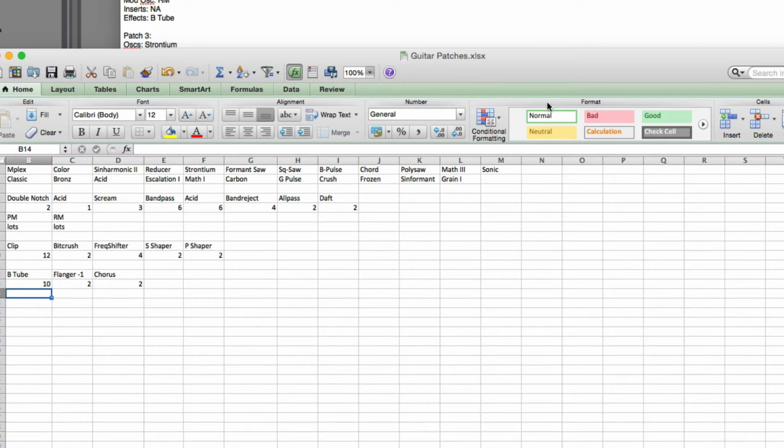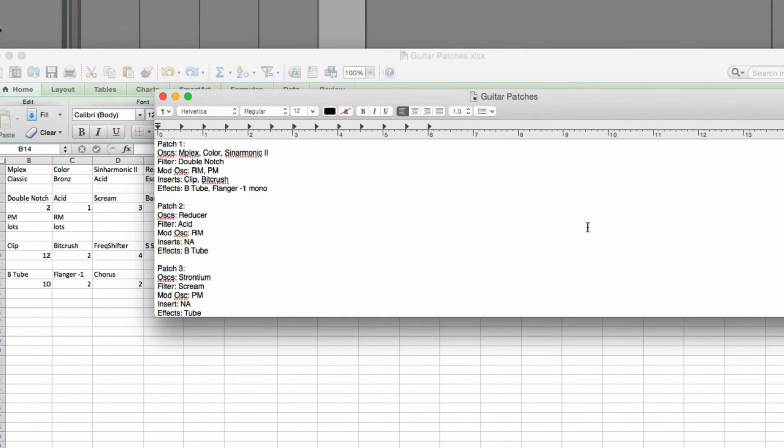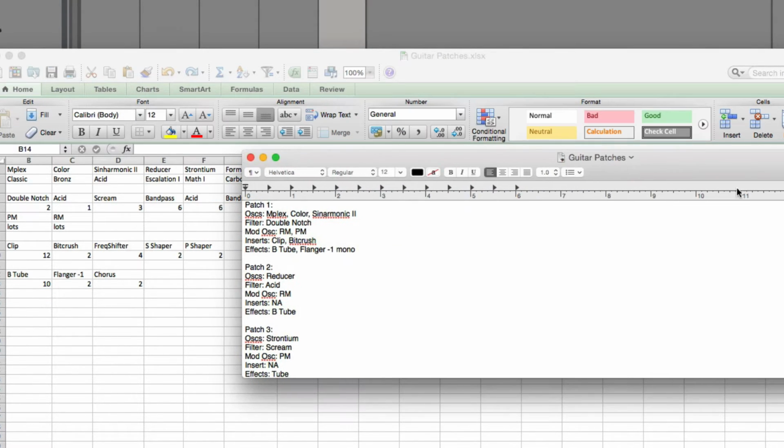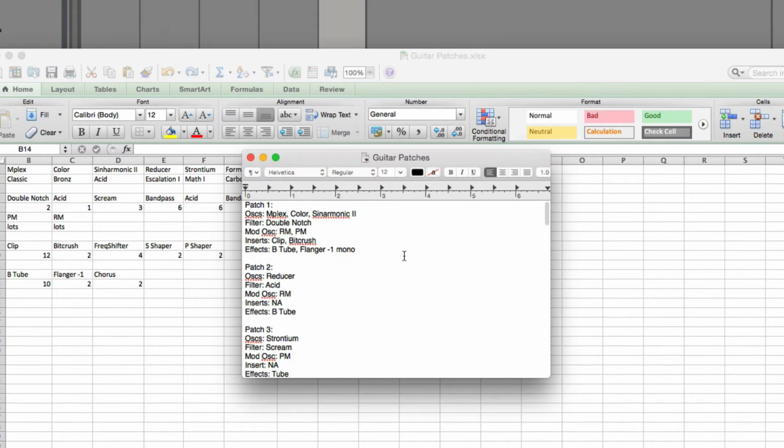So, first of all, let's just read through each patch. For the first patch, we had implex, color, and sine harmonics for our oscillators, a double notch for our filter. On the Mod OSC, we had ring modulation and phase modulation, and you can try those on any of the OSCs and see what you like the most. For the inserts, we used clip and bit crushing, and for the effects, I used tube and flanger mono.